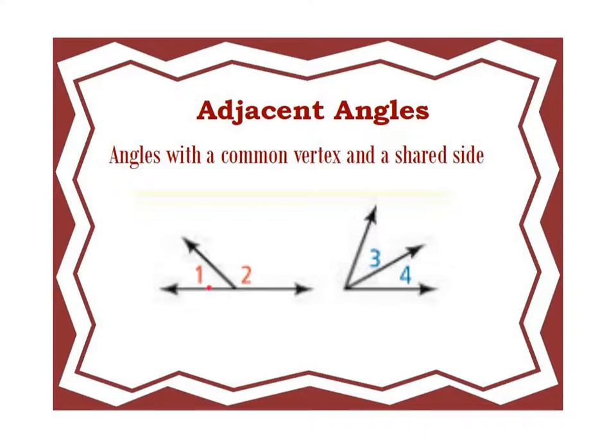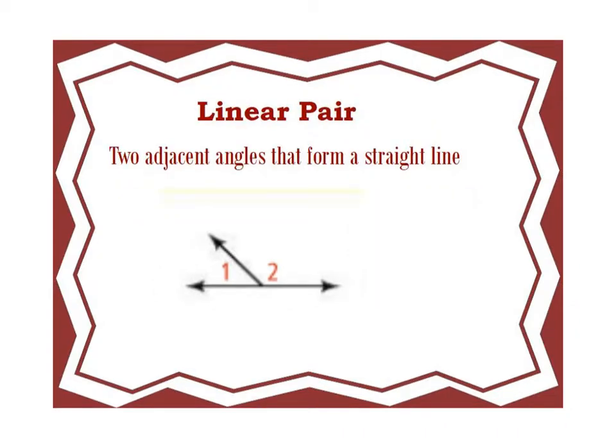This is a special type of adjacent angle because it actually forms this straight angle here, but they still have this common vertex and they share a side. So these angles 1 and 2 are adjacent as well. A linear pair are two adjacent angles that form a straight line. So that example that I showed you actually has a special name. It's a pair of angles that form a line. So right here, your adjacent angles that form a line.